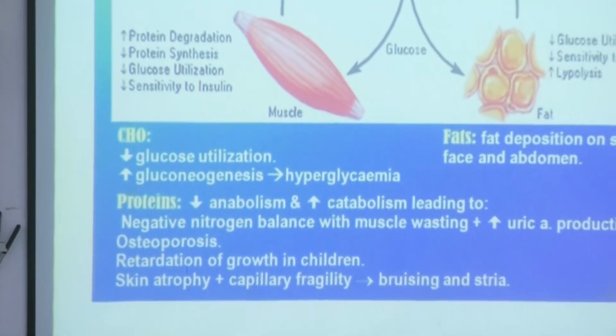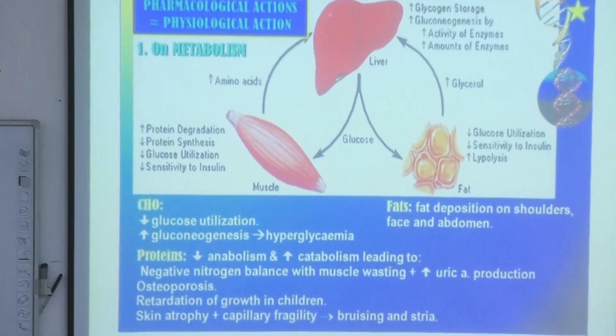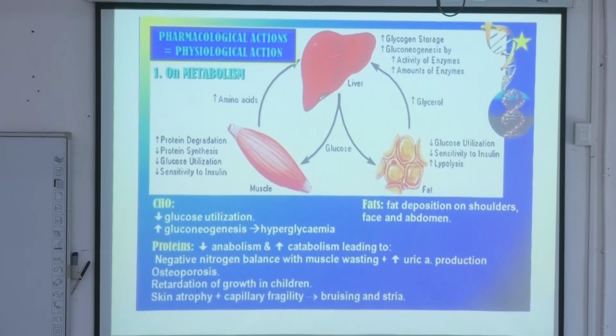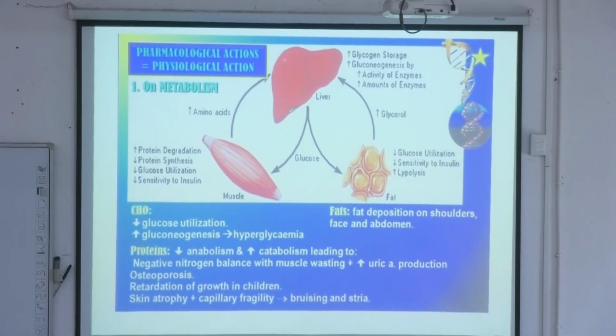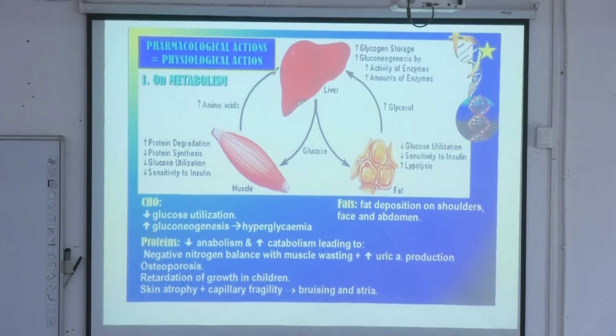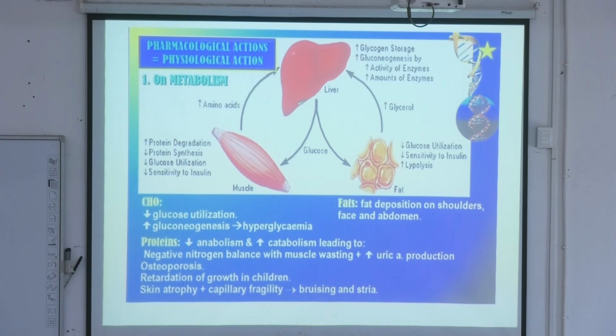Now, glucocorticoid effect on metabolism. It increases glucose in the blood by gluconeogenesis and reduces glucose utilization in muscle and peripheral tissues. Increase glucose in blood, reduce glucose utilization in muscle and tissues. And what does it do to protein? It is a protein catabolic hormone. It increases protein catabolism, so glucocorticoids lead to muscle wasting.